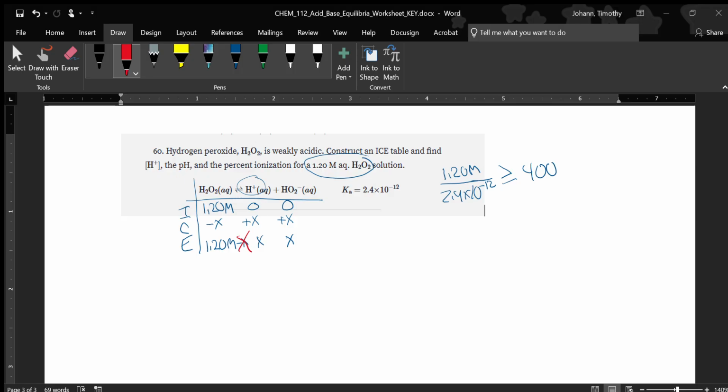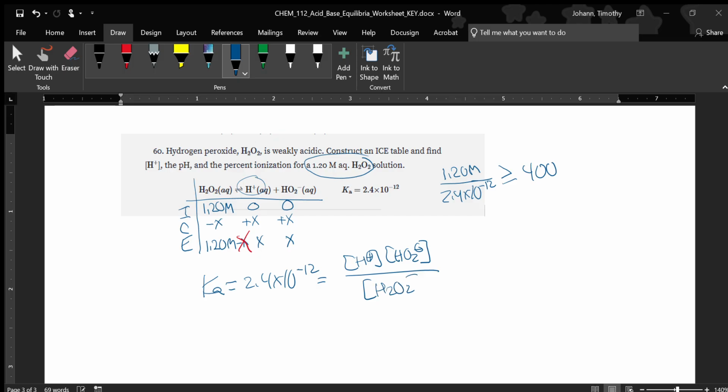Huge number. All right, so we know that our Ka is going to be equal to 2.4 times 10 to the negative 12th, and that's equal to our peroxide concentration over, oh wait, no, our peroxide concentration is a reactant. That goes on the bottom. Our H plus concentration times our HO2 minus, our peroxide base concentration, whatever you call that. I'm sure an organic chemist could tell you that. I'm not an organic chemist, but I've seen them played by actors on TV.